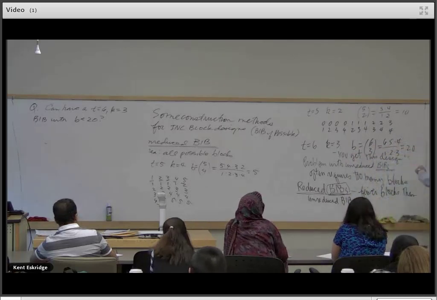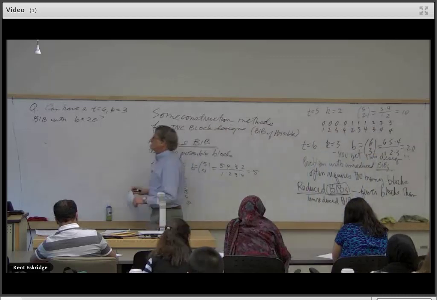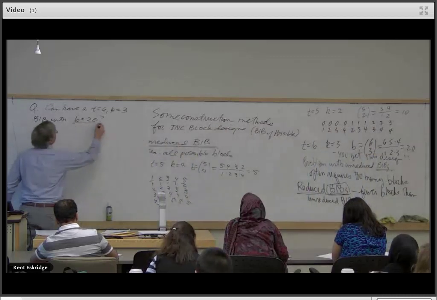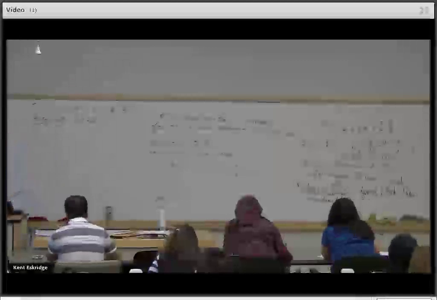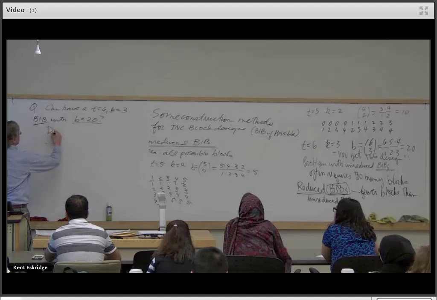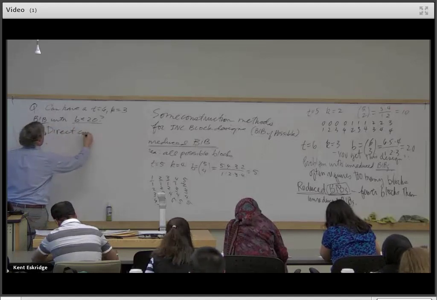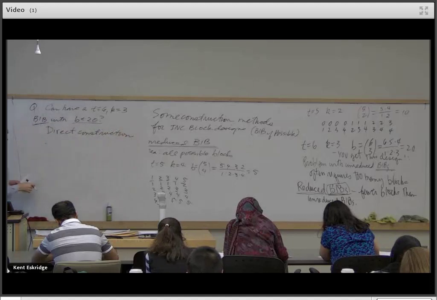You should be able to do that. It's kind of painful, but you should be able to list all of them. The question is, can we get a BIB? This is a BIB now with less than 20. Well, this is called the direct construction method. Let's first of all see if we can get the BIB conditions.